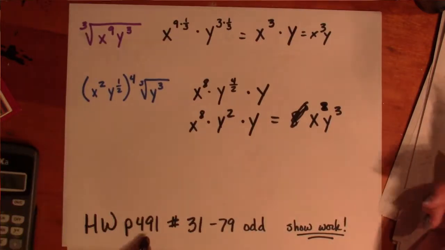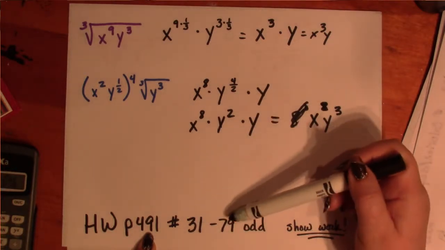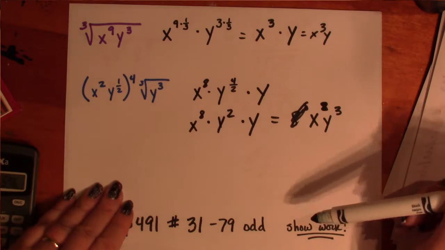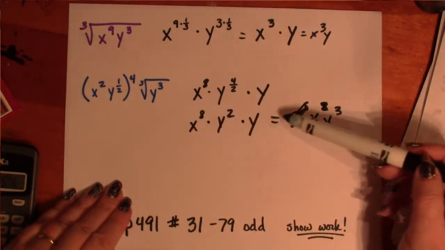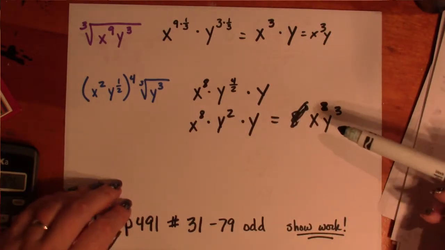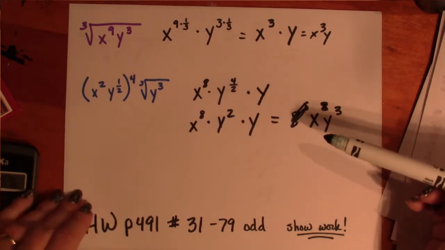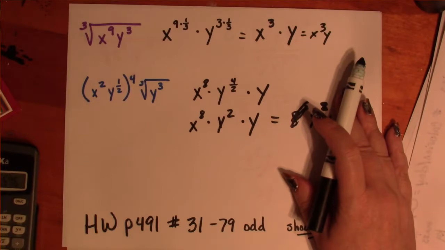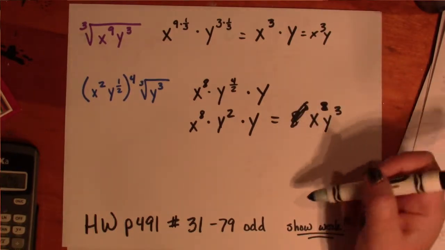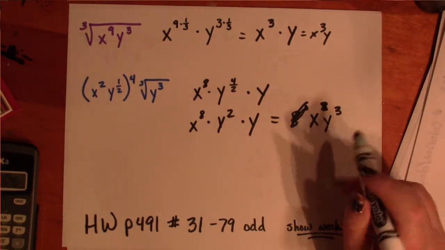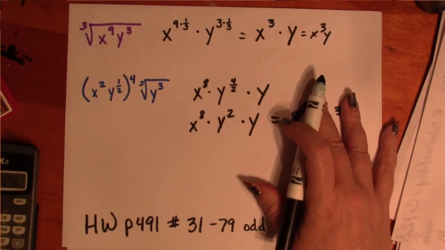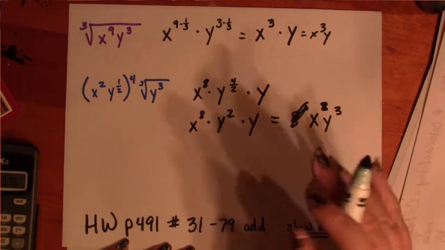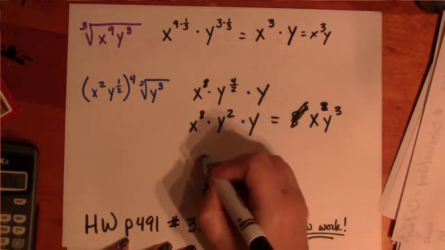Your homework starts on page 491. We're going to do 31 through 79 odd. Please show your work. Some of this stuff I know you can do in your head, but I want to see some of the steps, because if you get it wrong, we need to figure out why you got it wrong. This chapter, we're on section 5. It just gets more complicated, and we're going all the way to 7-9 with this. So please make sure that you show your work and you are firmly understanding what we're doing.